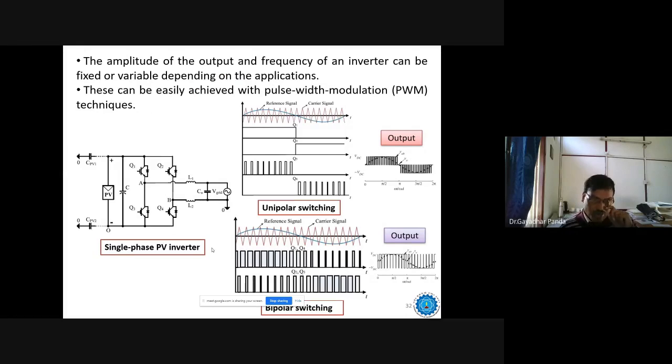And when we are talking about the inverter circuit, the PV interfacing inverters, we are producing the switching signals to turn on and off the IGBT switches. There are two different techniques to get the PWM signals. One is the unipolar switching, another is the bipolar switching. You can see here the reference signal and carrier signals are compared to produce the switching signals. This is given here, the output for unipolar switching and bipolar switching.